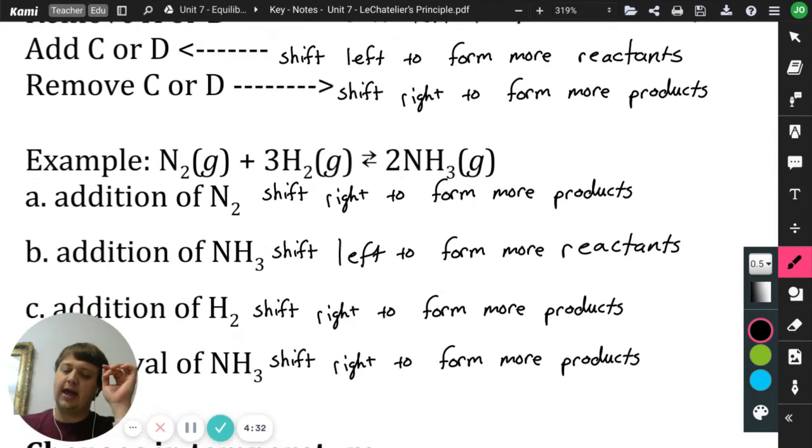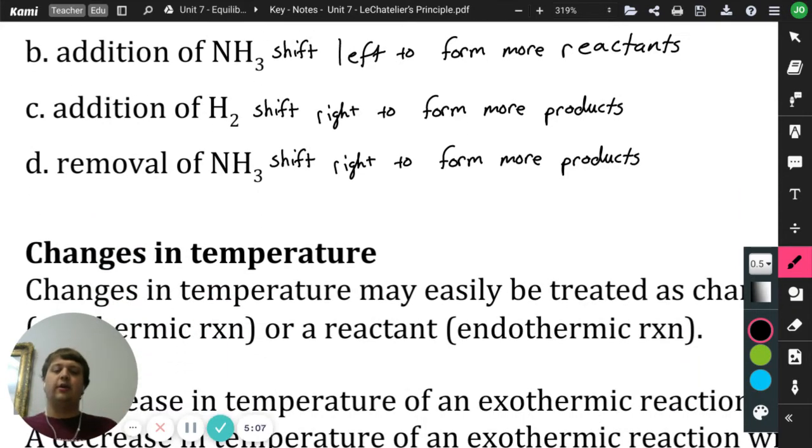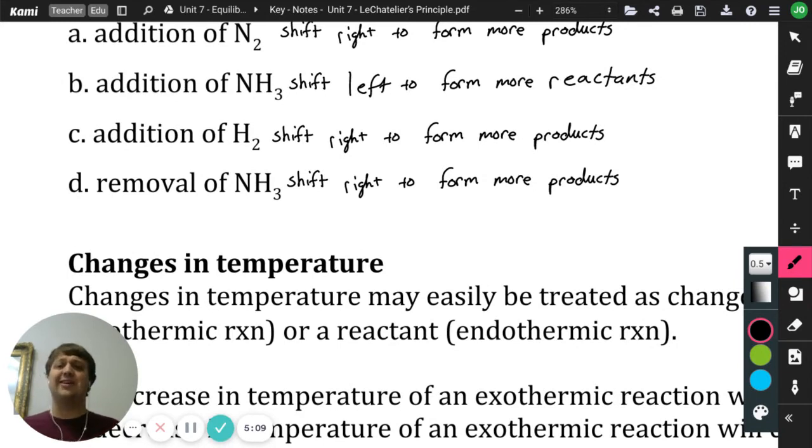All right, now let's take a look at this kind of real world example. So I took N2 plus 3H2 in a reversible reaction to produce NH3. So in the addition of N2, well, again, that's a reactant, so we would shift to the right to form some products. Addition of NH3, that's a product, so we're going to shift to the left to form some reactants. What happens if I add H2? Again, that's a reactant, so we're going to shift to the right to form some products. And then removal of NH3, so I'm taking away some products. So I'm going to shift to the right to form some more products. Okay, so pretty straightforward. Again, just follow that seesaw.